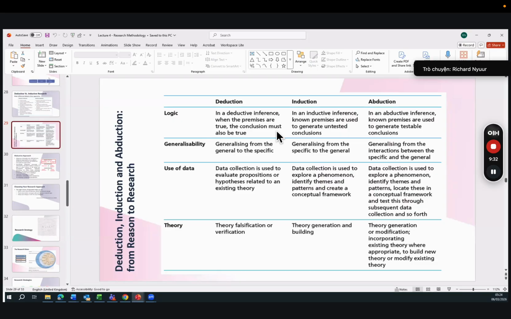And data collection is always based on qualitative data, to explore a phenomenon using themes. You identify themes through thematic analysis or patterns to create a conceptual framework. Remember what I said yesterday.